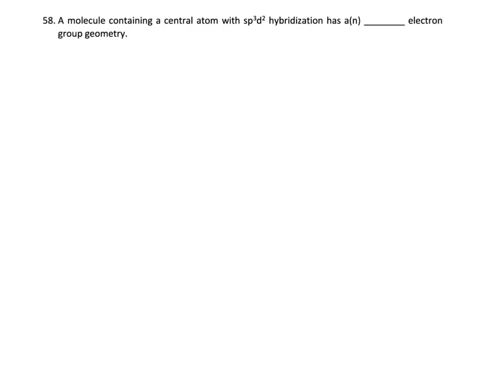Question 58. A molecule containing a central atom with sp3d2 hybridization has what electron group geometry? Well, sp3d2 is made from an s, a p, another p, another p, a d, and a d, which is a total of 6 orbitals. That means this compound has 6 electron groups. And if it has 6 electron groups, that must mean it is octahedral.